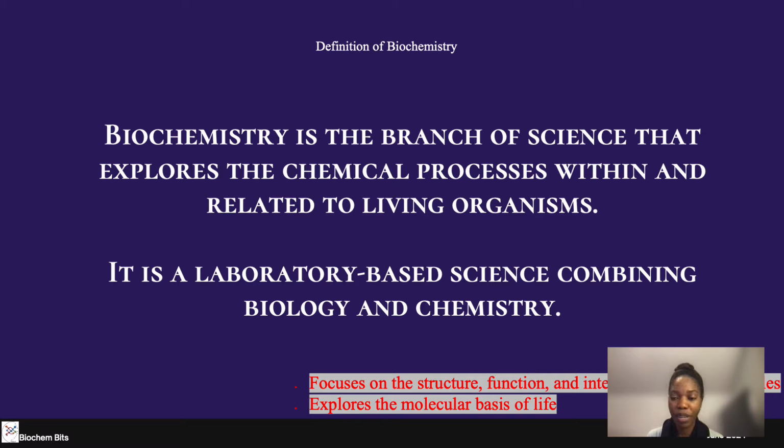Biochemistry combines basically the principles of biology and chemistry. So if you've had some elements of biology in your elementary school or in your high school or secondary school, you also have some knowledge of chemistry even in your secondary school or high school. What biochemistry does is to combine these two principles, focusing on the structure, the function, and the interaction of some of the biomolecules that are essential for life.